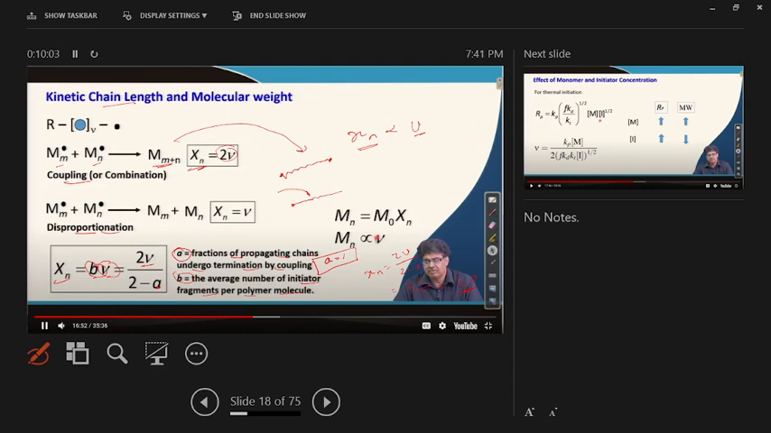So what is this? It means the Xn, the degree of polymerization, is just double the kinetic chain length. Why? Because the complete reaction is occurring due to coupling reaction only. If we assume that, then it will be equal to 2V. So you can check this formula like that, for understanding.